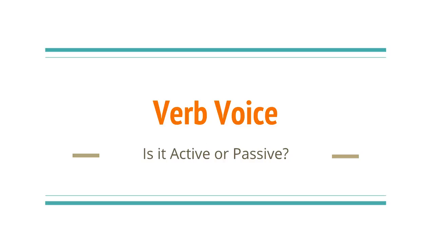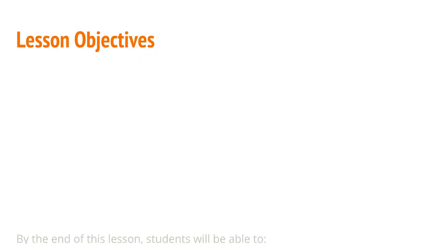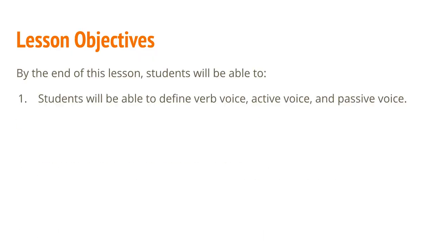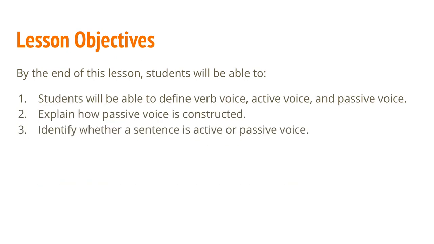Right, switching tracks a little bit from verb tense to verb voice, we are learning to differentiate between active and passive voice. So by the end of this lesson, you will be able to define verb voice, active voice, and passive voice, explain how passive voice is made, and identify whether a sentence is active or passive voice. You will then be able to correct a passive voice sentence to the active voice. So your keywords are subject, verb voice, active voice, and passive voice.